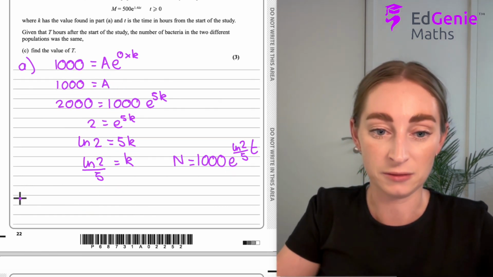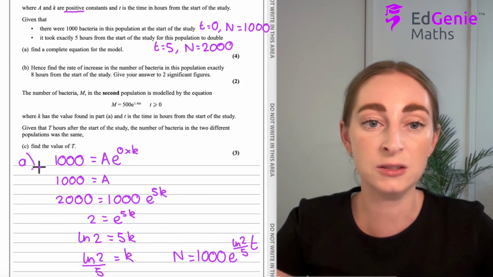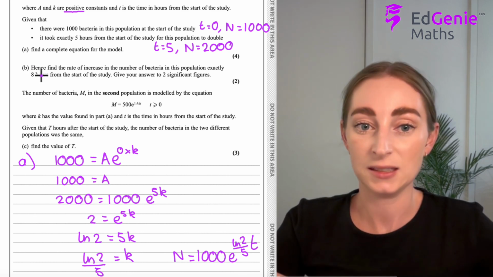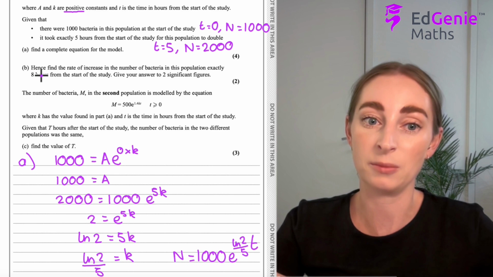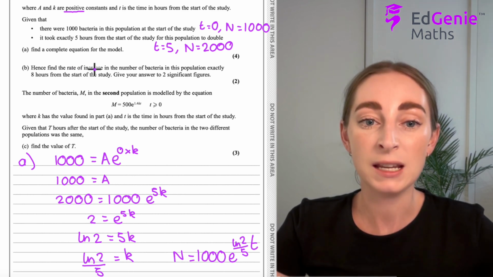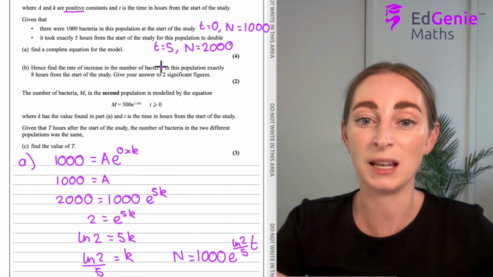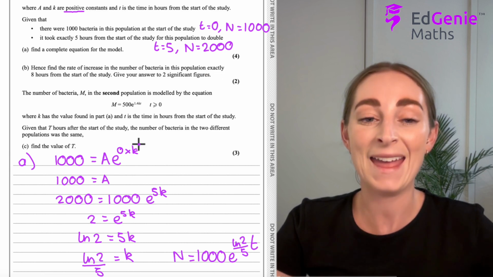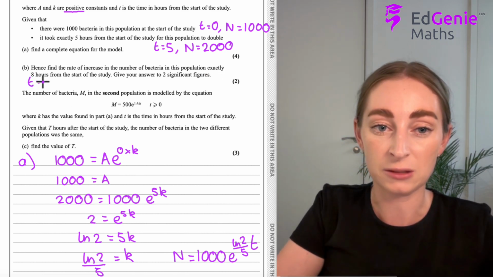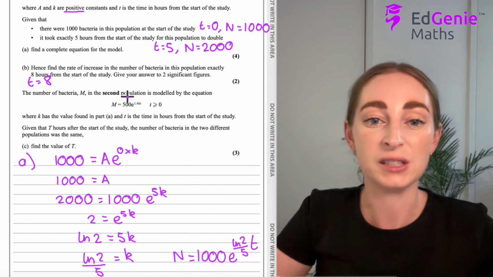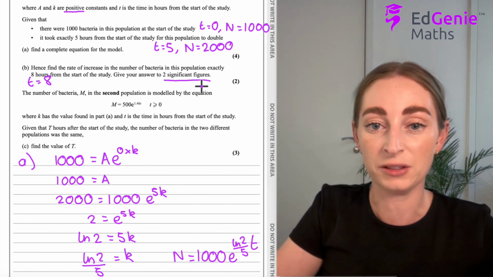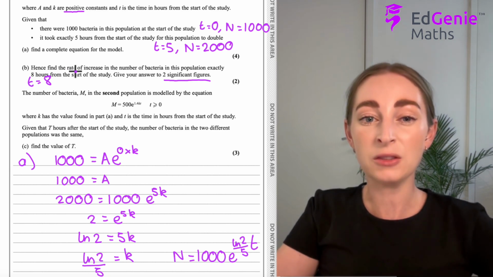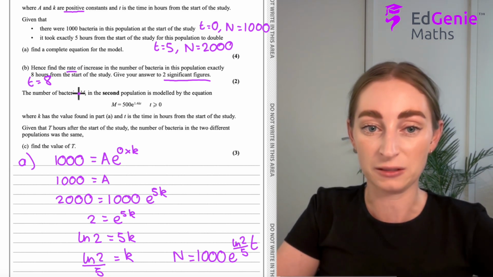Part B, don't know if I have enough space here, might need to start a new page. Hence, so already we're thinking, right, hence, use the answer to the part before. Find the rate of increase in the number of bacteria in this population, exactly 8 hours, just going to write T equals 8, from the start of the day. Give your answer correct to 2 significant figures.